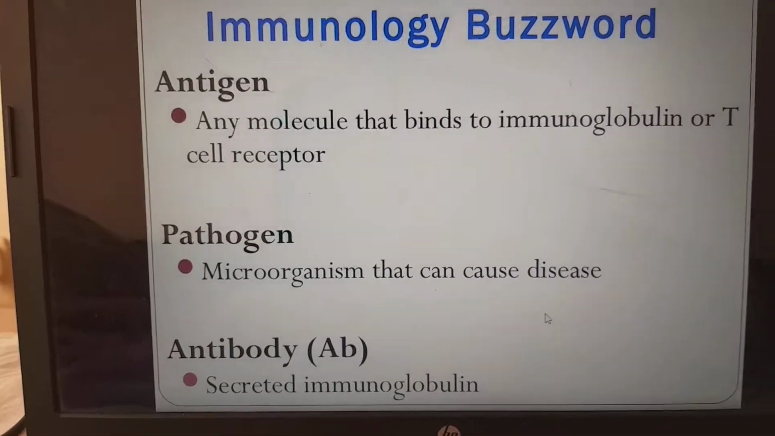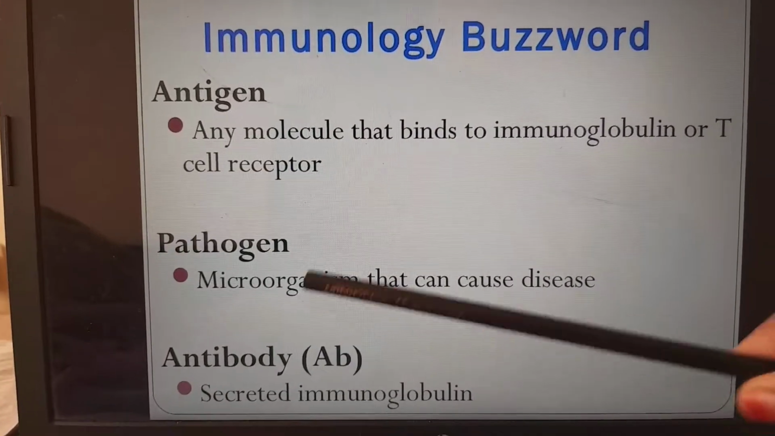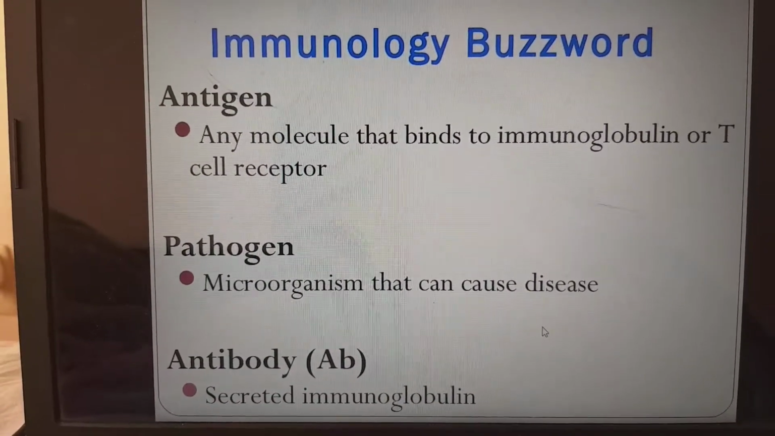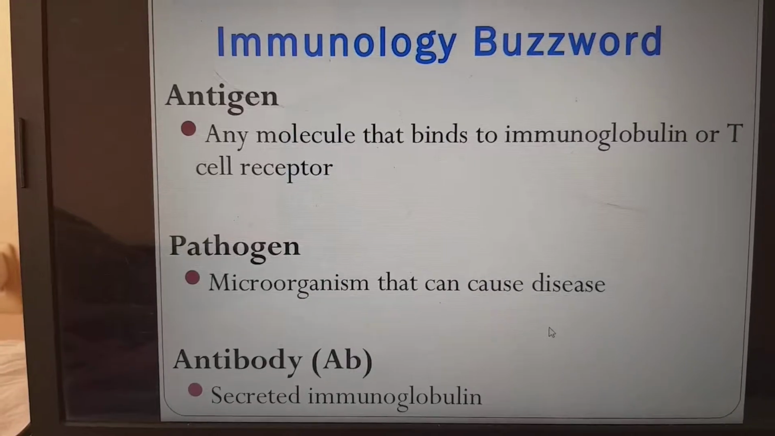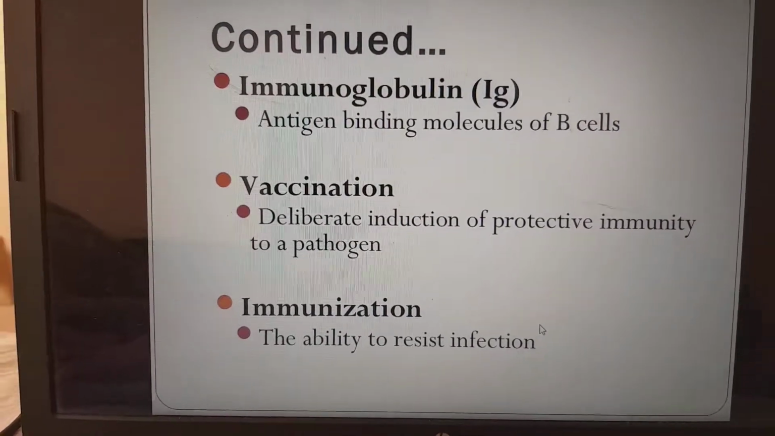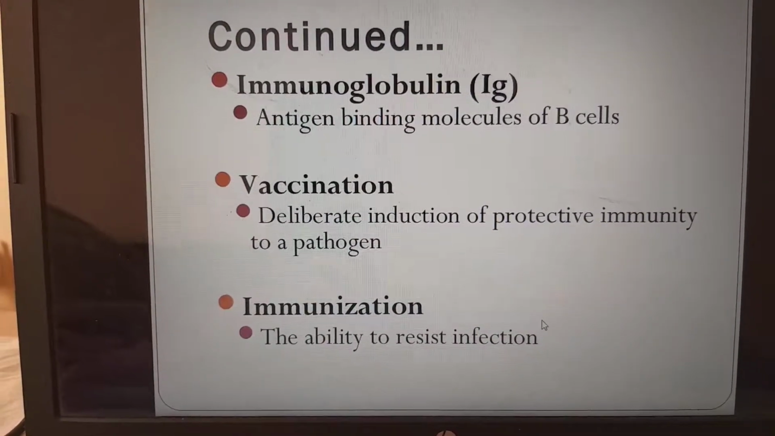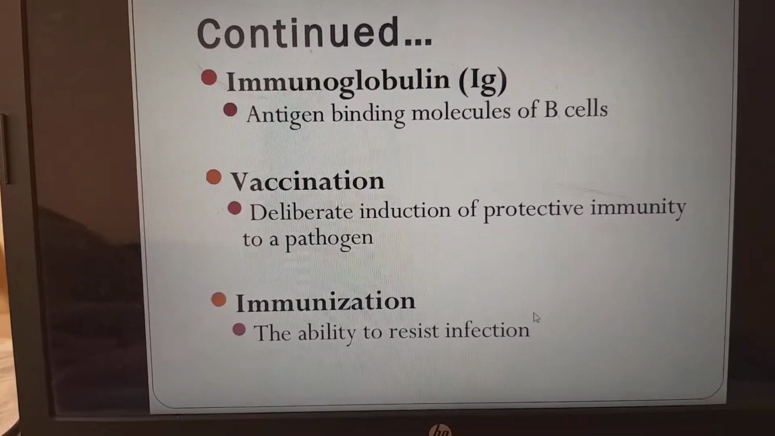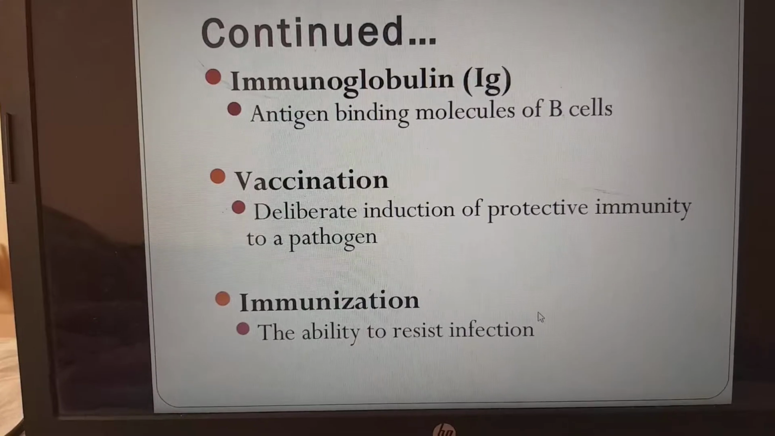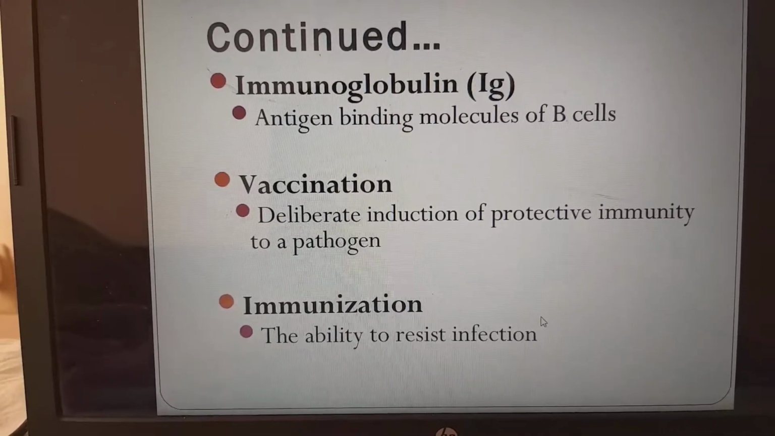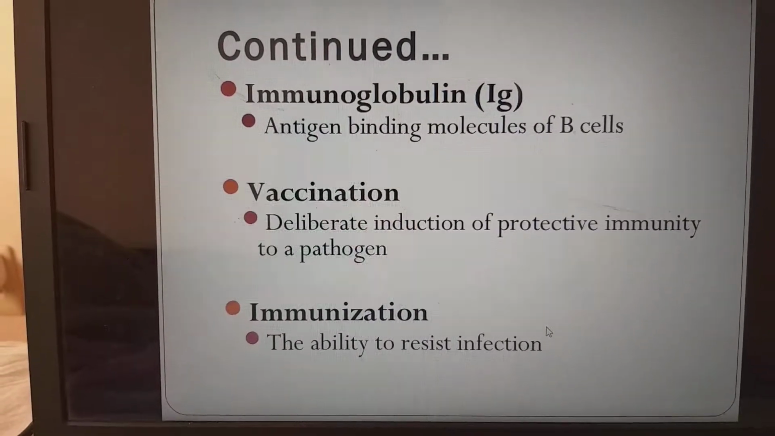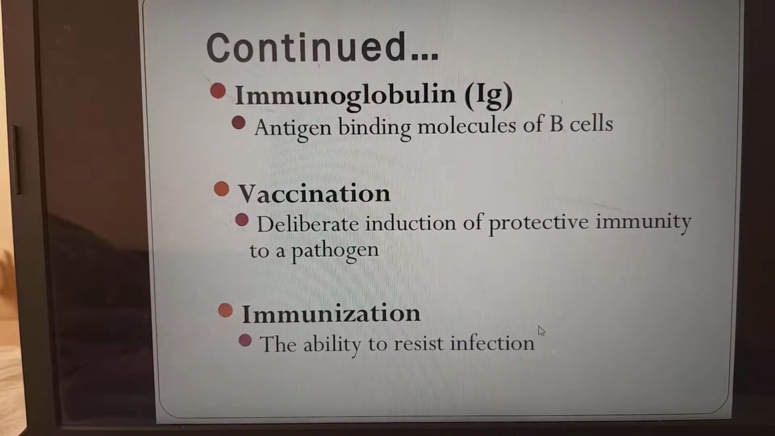Antibody. We define the antibody as capital A and small b, abbreviated like this. Secreted immunoglobulins are the antibodies. Immunoglobulin, Ig: the antigen-binding molecule of B cells, we call it immunoglobulin. Vaccination: the deliberate induction of protective immunity to a pathogen. That means through vaccination we are developing immunity. Immunization: the ability to resist infection is immunization.